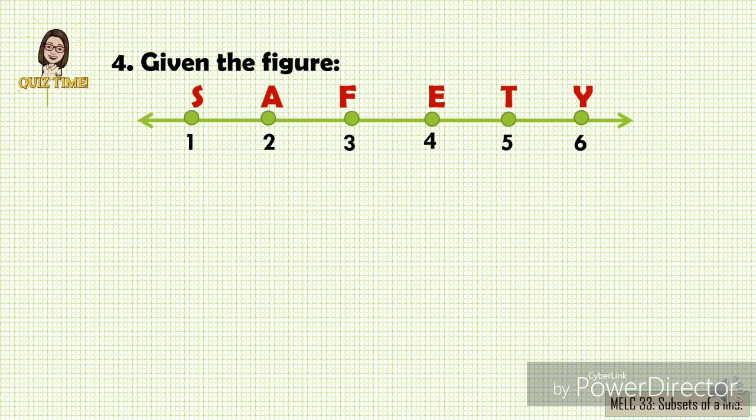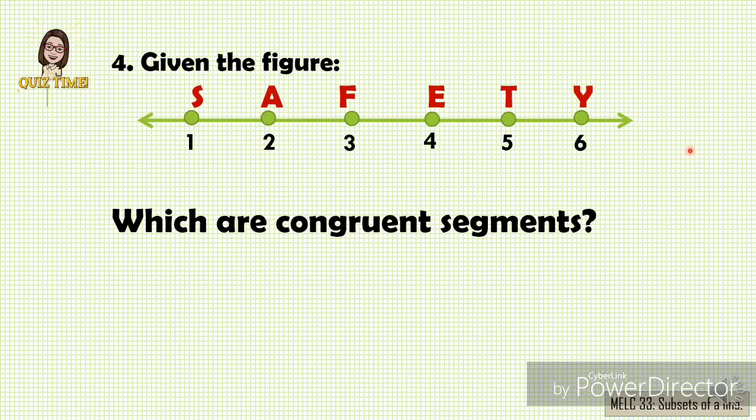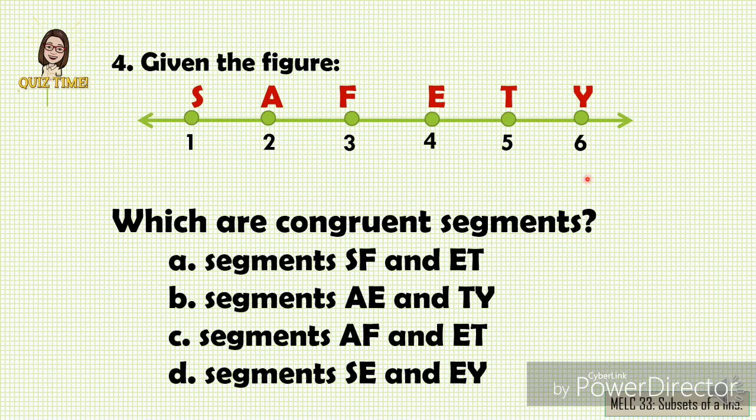Question number 4. With this figure again, which are congruent segments? A. Segments SF and ET, B. Segments AE and TY, C. Segments AF and ET, or D. Segments SE and EY. Kailangan congruent, meaning magkaparehas ng sukat. And the correct answer is C. Segment AF and ET both measures 1 unit.